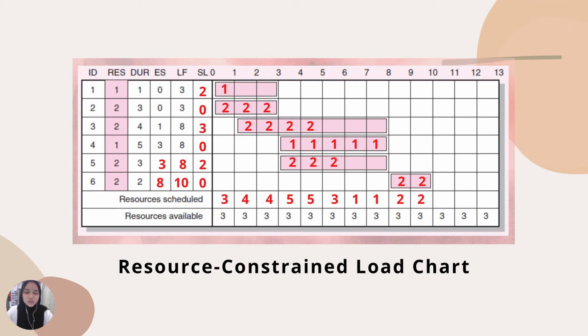Like this one, the resources can use 2 times only. For activity 3, the resources can use 3 times, and activity 5 for 2 times. But the problem is that this is for the resource constraint. The problem is that we want to use resources only available for a specific duration, which is 3. So how do we want to solve this?